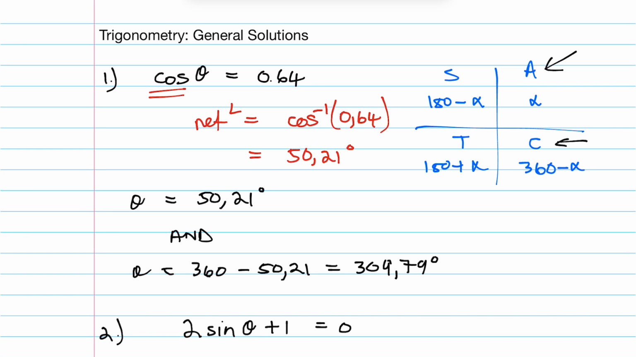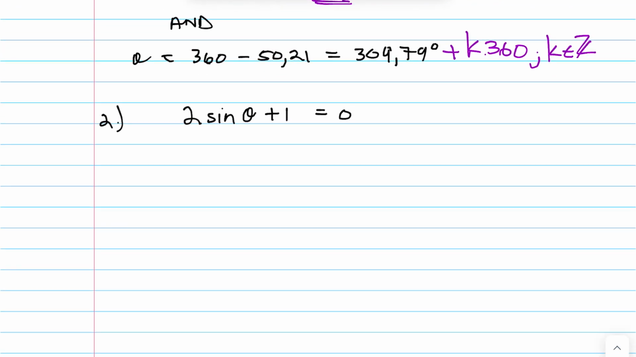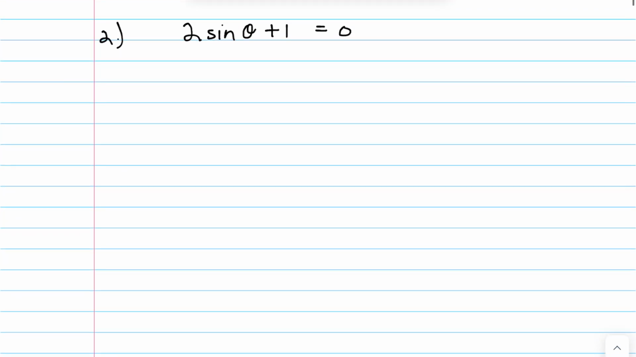Let me not forget to write the all important plus k times 360 degrees, where k is an element of all integers. If that didn't make sense, don't worry, we have 11 more to go. So let's have a look at our second equation over here.